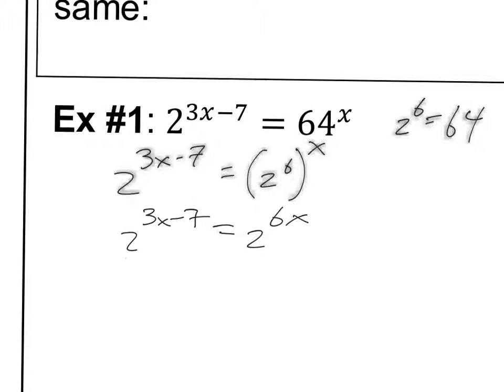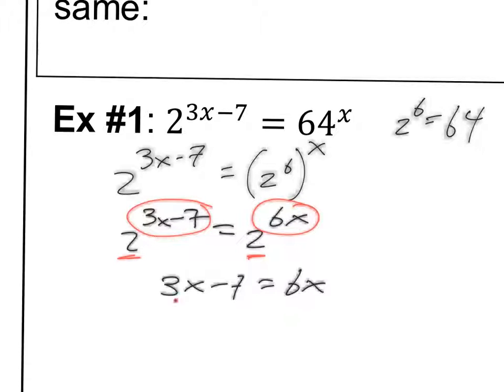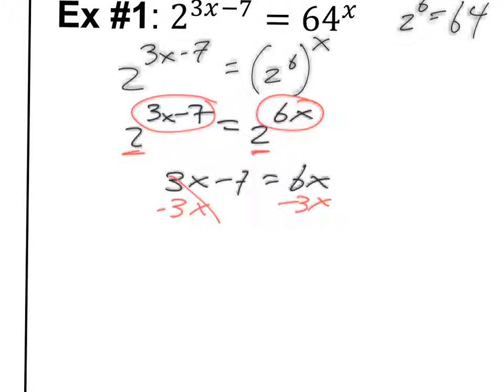At this point, notice the bases are the same. If the bases are the same, then the exponents are the same. And so I can write 3x minus 7 must equal 6x. Now we're dealing with simply a linear equation, very simple to solve. I'm going to subtract 3x from both sides, which gives me negative 7 equals 3x, and then divide by 3, and I get x equals negative 7/3.